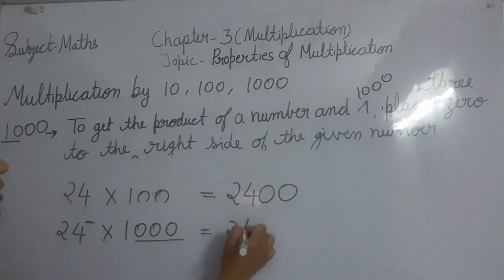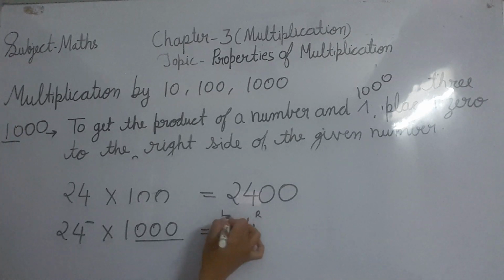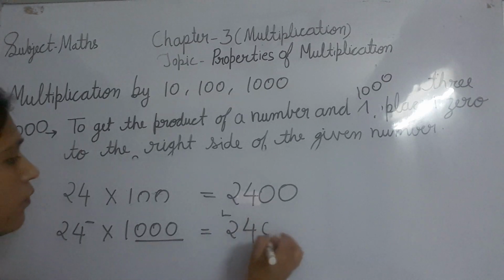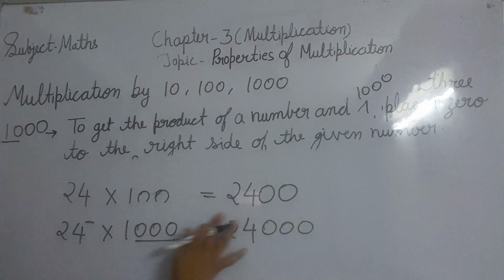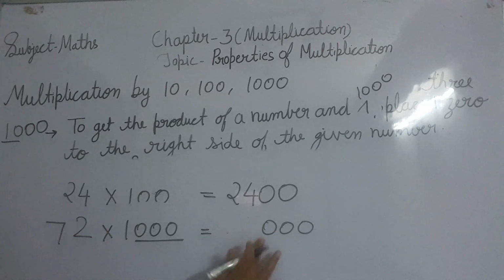So 24 is the number, and this is the right side, this is the left side. On the right side we have to place these 3 zeros. So this is the answer: 24,000. Clear? If I am taking another number here, 72, what will be the answer here? 72,000. Clear? Is it clear to you all?